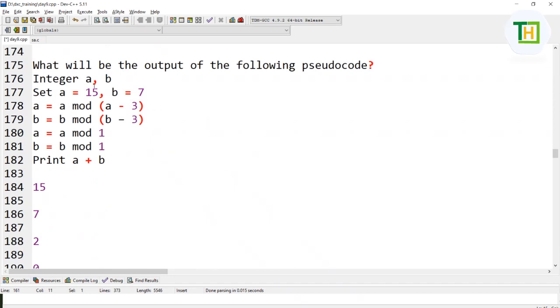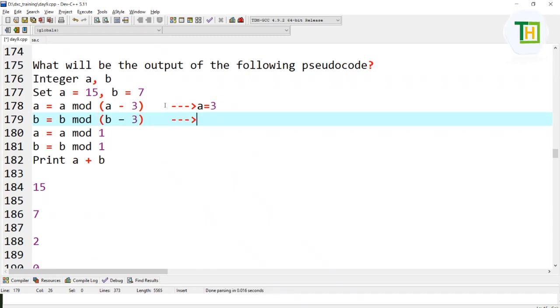What will be the output of the following pseudocode? Here A is 15 and B is 7. A value is 15 here. 15 mod (A minus 3), A minus 3 means 12. A is not modified. Now the result is going to be 3. The remainder is going to be 3, right? Now A value is modified as 3 here.